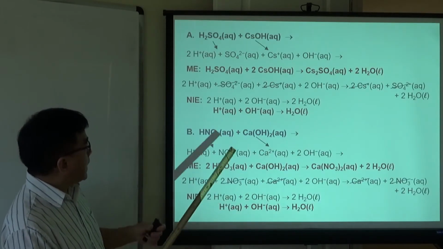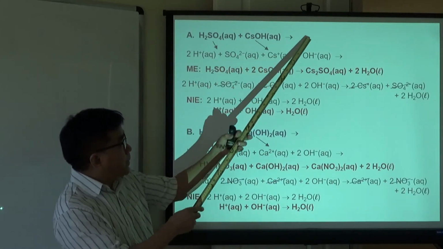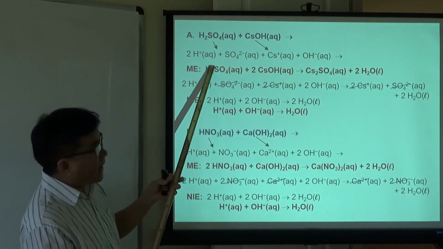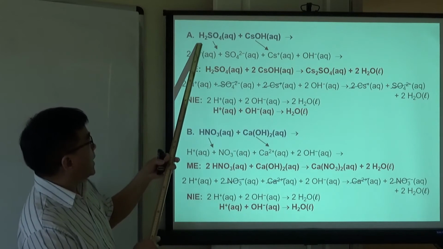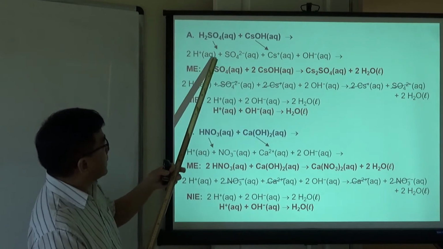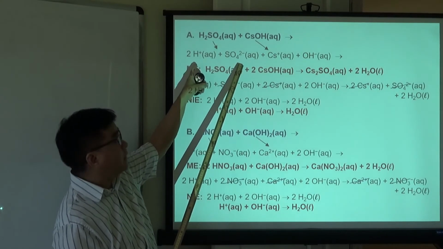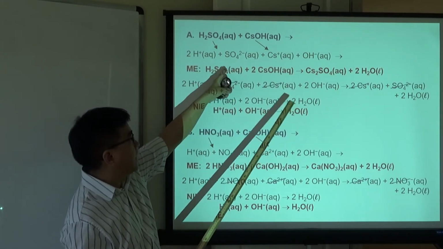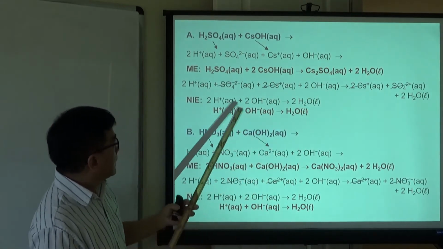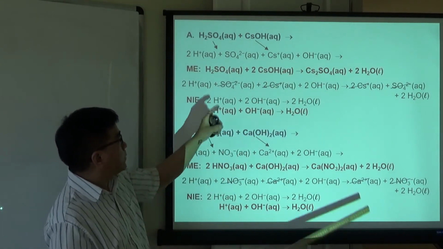Okay, so on the next slide it shows A right here, sulfuric acid plus cesium hydroxide. Okay, so what is the product? Write a balanced molecular equation and a net ionic equation. Now sulfuric acid is a strong acid, and it's a diprotic acid, so it can produce up to 2 hydrogens, and then you have a sulfate. Okay, so if the sulfuric acid dissociates completely, it's going to produce 2 hydrogen and sulfate ions, and the cesium hydroxide produces cesium ions and hydroxide ions. Now we got 2 hydrogen ions here, so we need 2 hydroxides, so therefore we need to put a 2 right here.